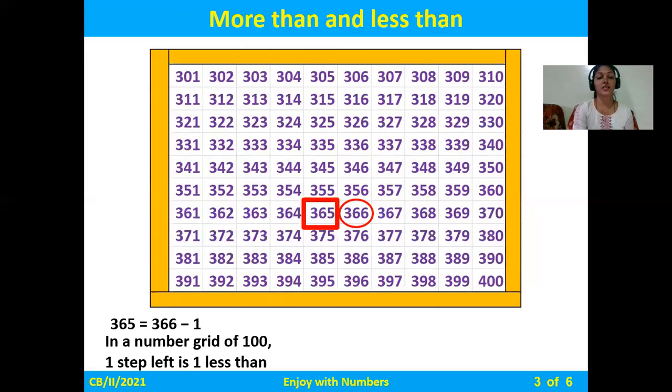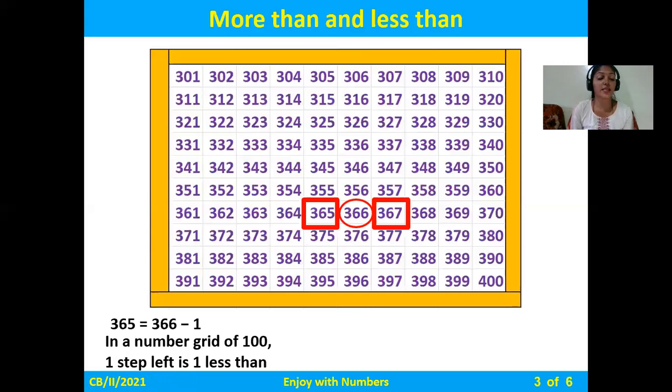Now just imagine I'm asking about 334. 1 less than 334, what would be the answer? 334 is here. If I'm saying 1 less, it becomes 333. Another number, 385. So 1 less than 385, that means the before number. So how much is it? 385, 1 less becomes 384. Is that clear?